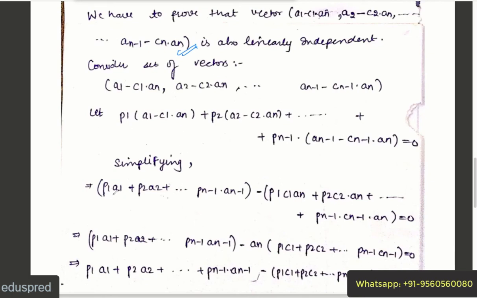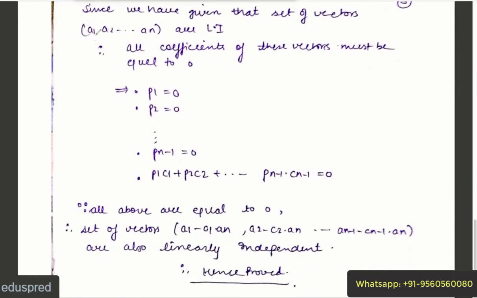So simplifying this, I get that p1 a1 plus p2 a2 plus pn minus 1 an minus 1 minus p1 c1 an plus p2 c2 an plus, and the summation goes on till pn minus 1 cn minus 1 an is equal to 0. Now again from this component I can take an common, which will lead me to this equation, or this can be further written like this. Since we are given that the set of vectors a1, a2 till an are linearly independent, all the coefficients of these vectors must be equal to 0. This implies that p1 should be 0, p2 should be 0, until pn minus 1 should be 0. Also this should be 0. Thus all the coefficients above are 0, and therefore the set of vectors a1 minus c1 an, a2 minus c2 an till an minus 1 minus cn minus 1 an are also linearly independent, which was something we were asked to prove.